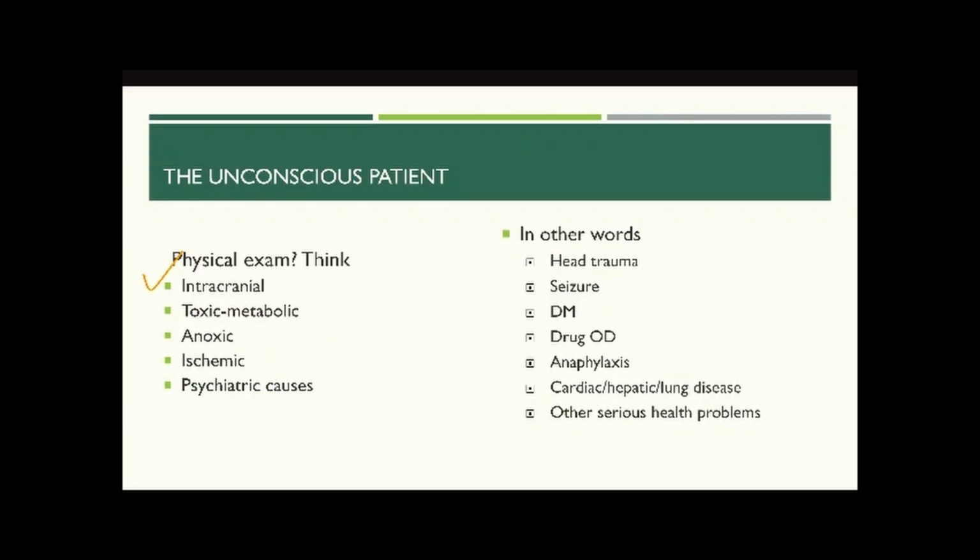Were they suffocating, with lack of oxygen to the brain? Those things too. Ischemic, psych issues. In other words, head trauma, seizure, diabetes, your basic things when you ask in a history and present illness. Why are they here? These are the questions you want to ask to rule in or rule out other causes for a coma. No one just comes in with a coma. There has to be a reason for it.